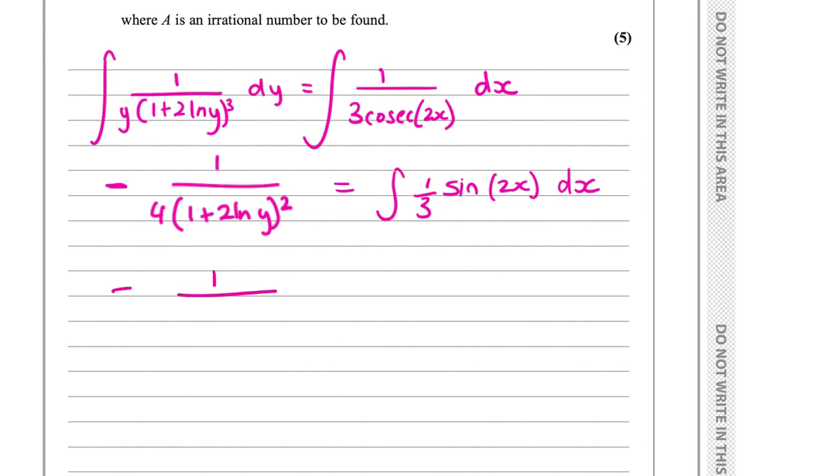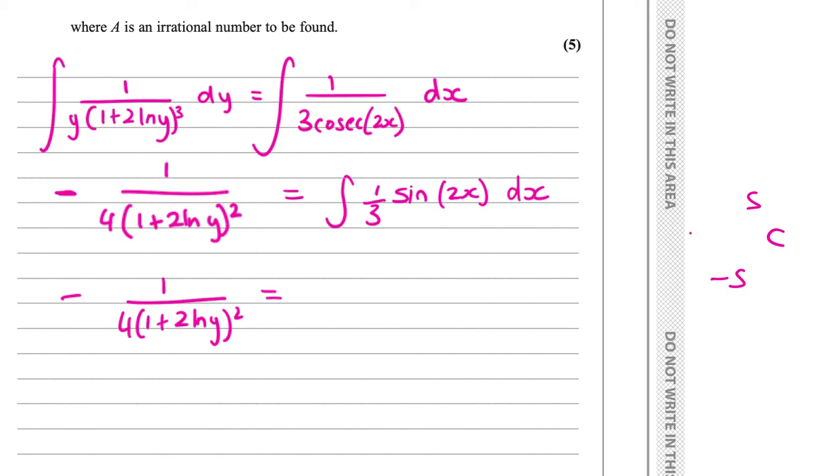Right, 1 over 4 lots of 1 plus 2 ln of y all squared equals, what do we have? Sine, cos, minus cos. Integrate, which way do I go? Anti-clockwise, okay? So, if we integrate, I'm going to get minus a third cos 2x, and what else do I need to do? Divide by the differential of the bracket. What's a third divided by 2? A sixth. Plus c. Okay, I'm not sure what's going to happen with c, but it will probably be a ln or something. Who knows?